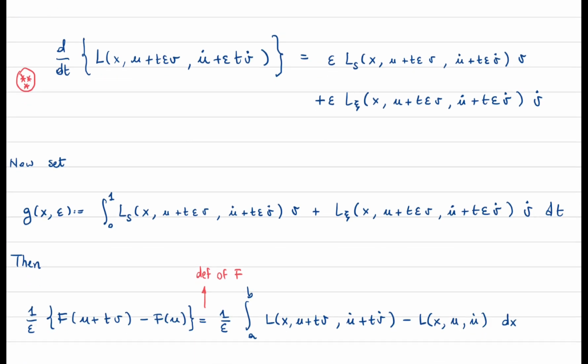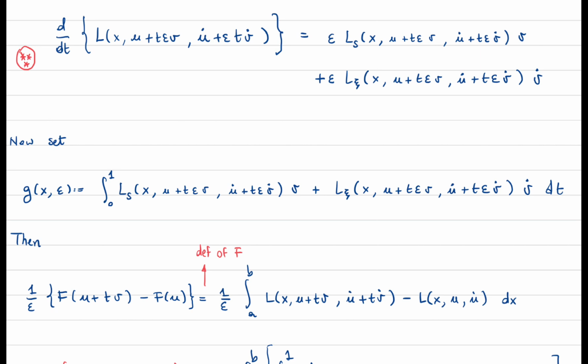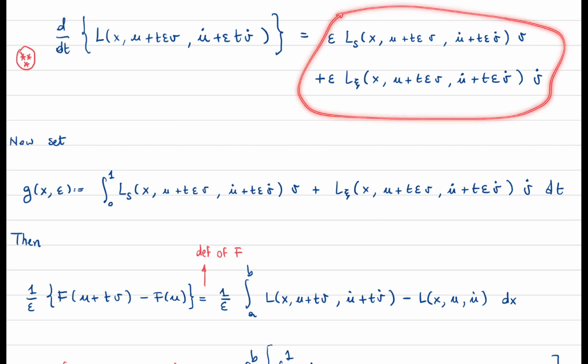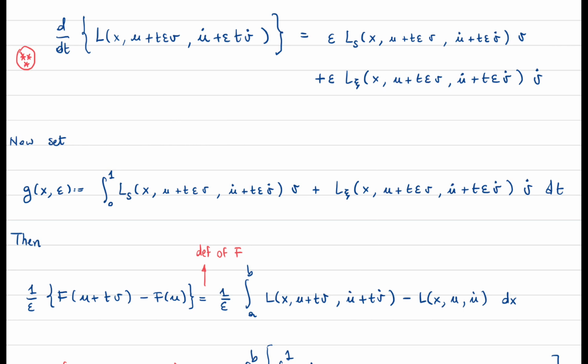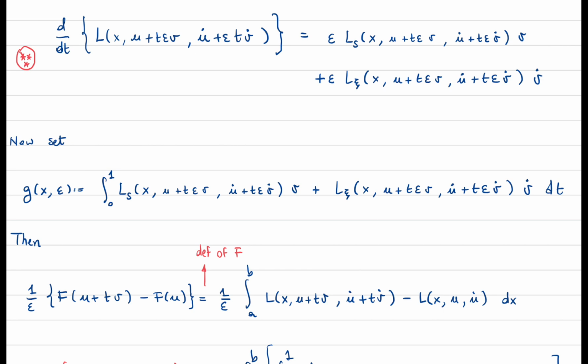Okay, now it is convenient to introduce some notation, because obviously we have to carry around all this stuff. So we define g of x comma epsilon to be the function defined like this. So it is the integral from 0 to 1 with respect to t of this guy here, basically, divided by epsilon. Okay, so the integral of this guy.